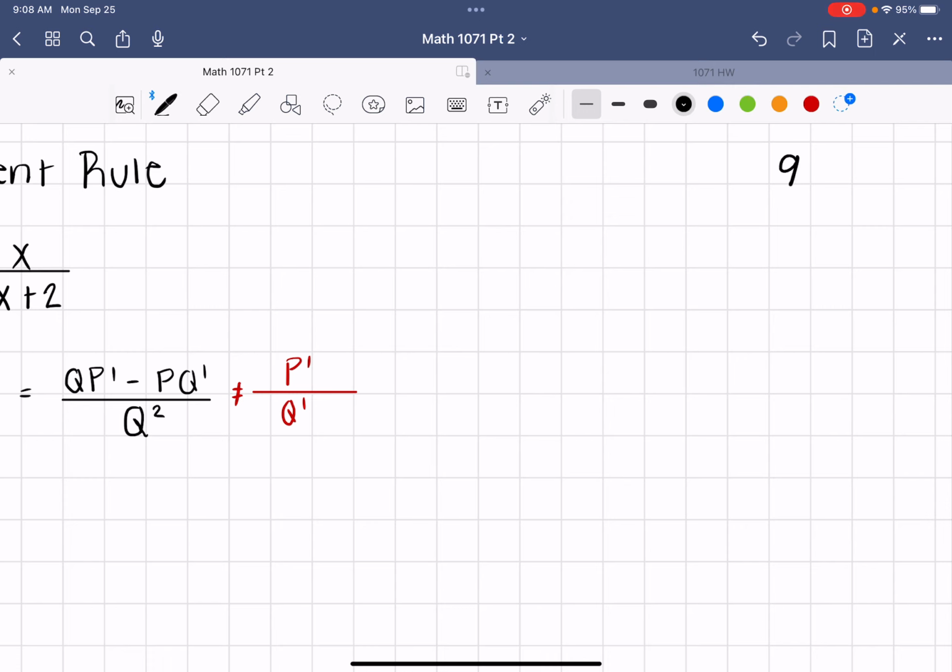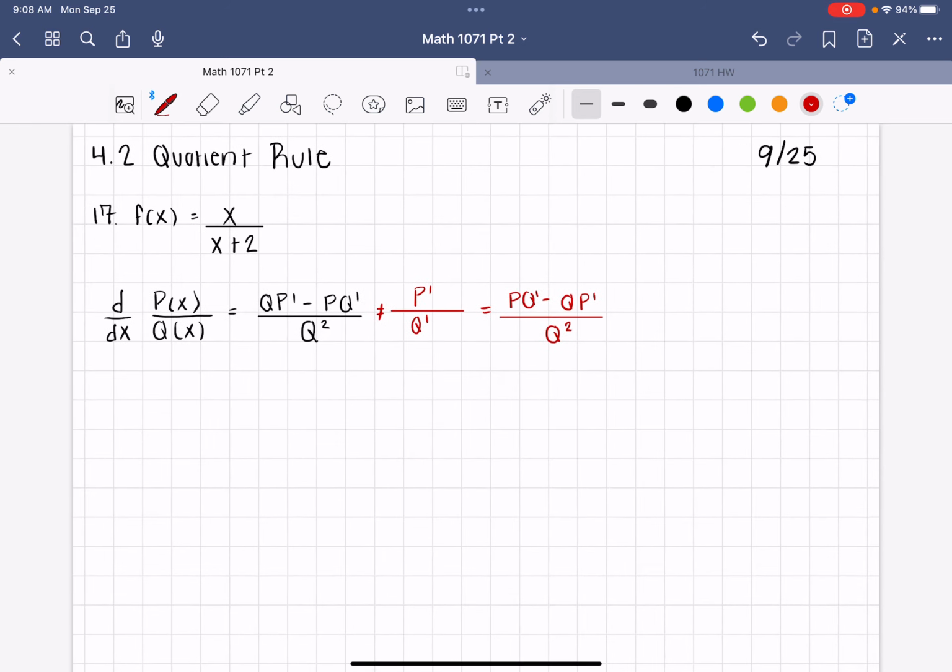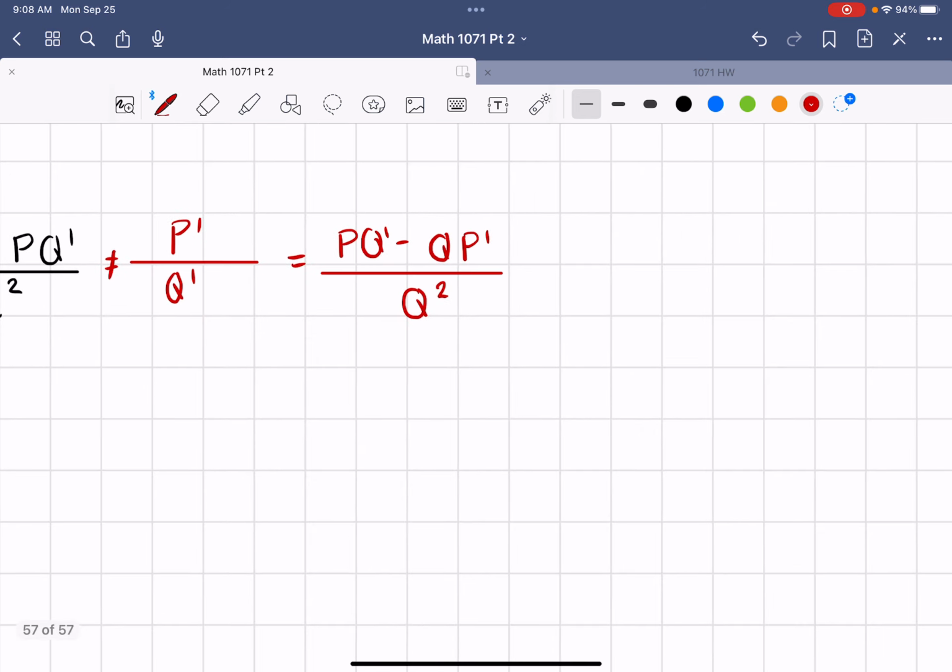Also, this is not as fatal, but you're still wrong. People get the numerator backwards. They say pq prime minus qp prime over q squared. That's wrong, but it's wrong by a negative sign. So you've reversed the order. It'll be wrong by a negative sign, and for that I take off half a point, but it's half a point every time you do it, which can get costly, so don't do that.